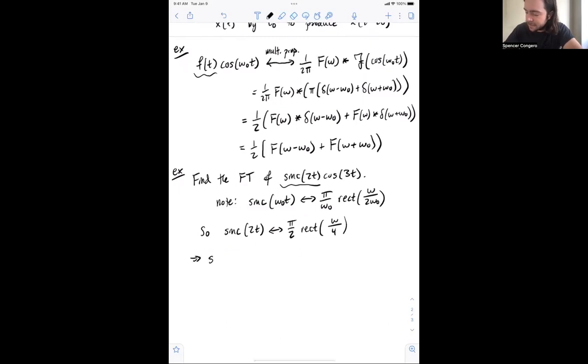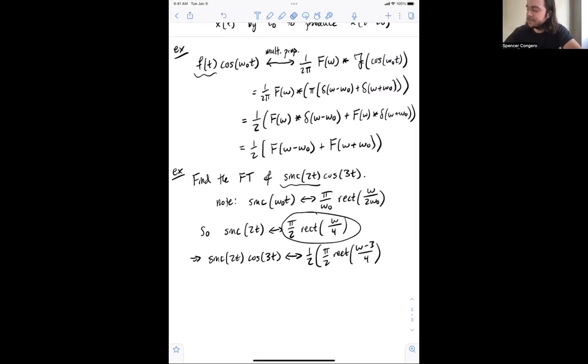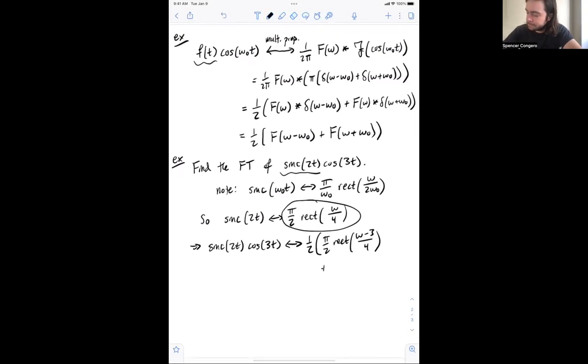Okay, so what does that mean? That means that sinc of 2t times cosine of 3t, using the property above, has as its Fourier transform 1/2 times this Fourier transform F of omega, but shifted by 3. So plug in omega minus 3, right? Because omega naught here is 3. So I'm going to get pi over 2 rect of (omega minus 3) over 4, just applying the shift that we derived in the previous example, plus pi over 2 rect of (omega plus 3) over 4, right? Just shift by plus 3.